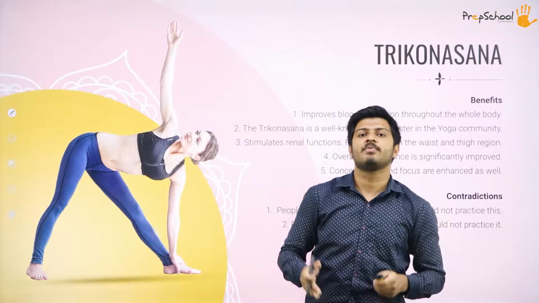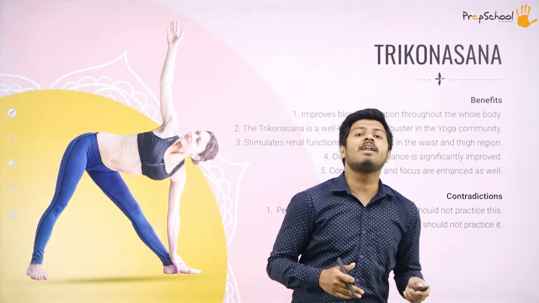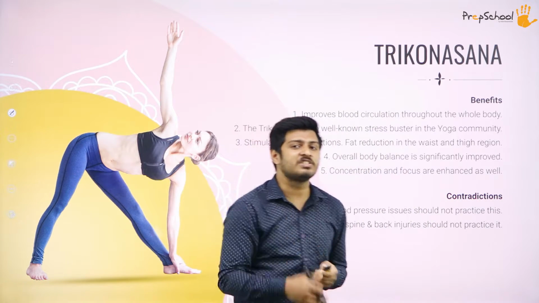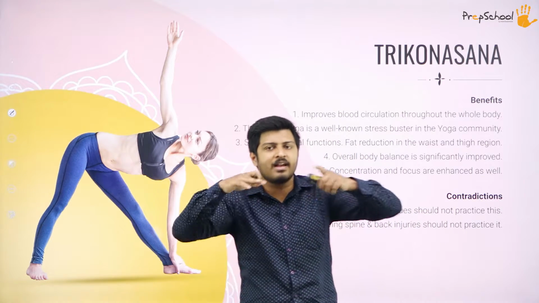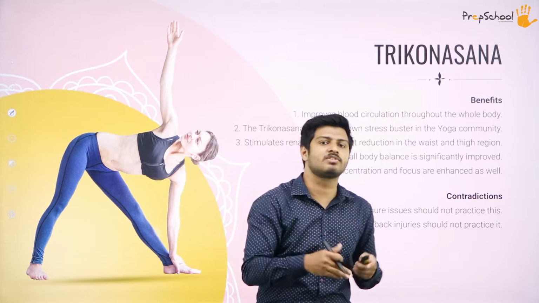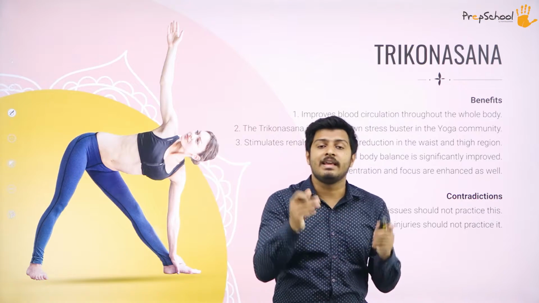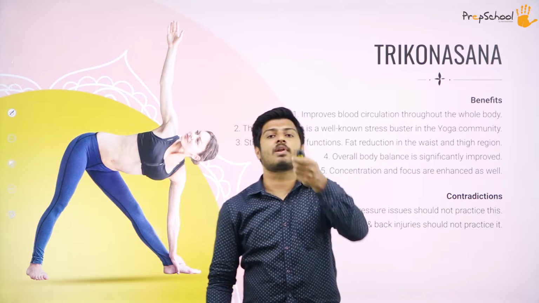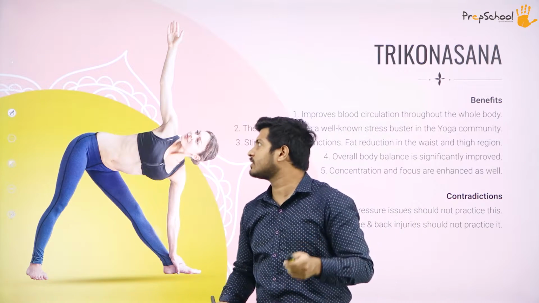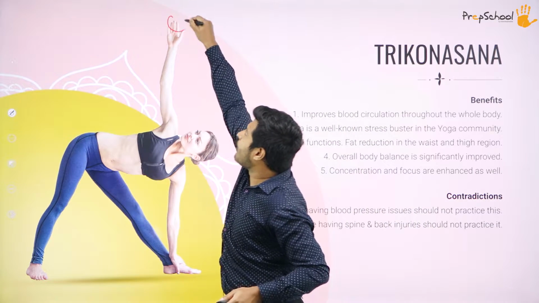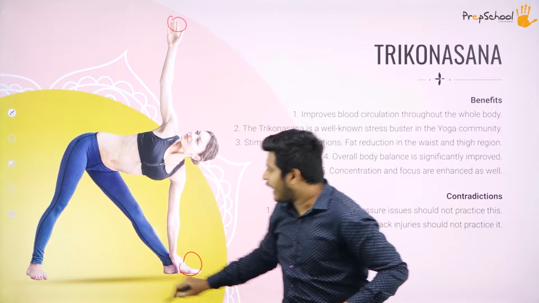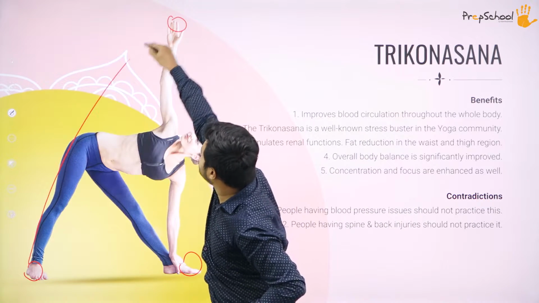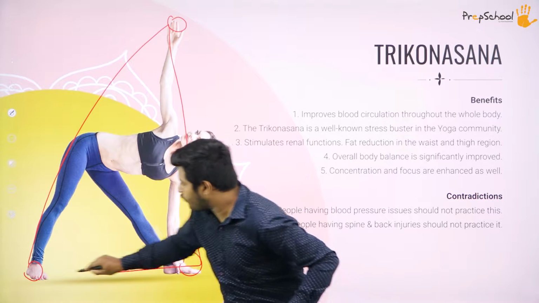Now moving on to next, we have Trikonasana. Now what exactly is Trikonasana? Trikon is what? Triangle. Triangle in Sanskrit is called Trikon, or in Hindi also we call it Trikon. Before we get into the benefits and contraindications of Trikonasana, let's get into the formation of Trikonasana. As you can see, this is one point, this is the second point, and this is the third point, right? If you combine these 3 points together, it will form what?